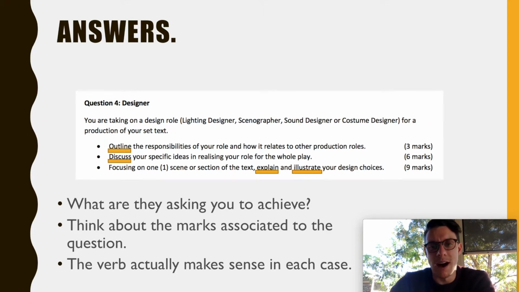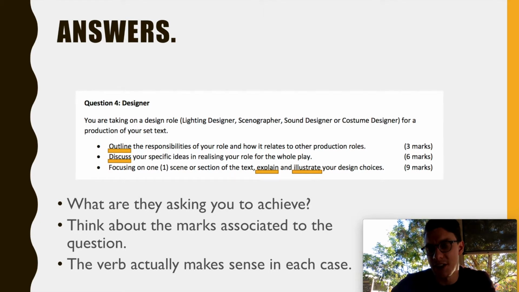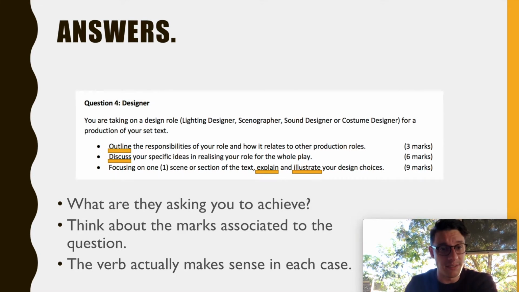Discuss. We grow in marks to 6 marks. Discuss is a bit more. There's a bit more to it than just outline. Discuss your specific ideas. So now we start to think creatively, and there's more of our DREA structure. Okay, so the DREA structure really comes into it. Creative decisions, a lot more reasoning, some more evidence-based approach to that question, and there's more of a feature and more of a characteristic that you're presenting there.